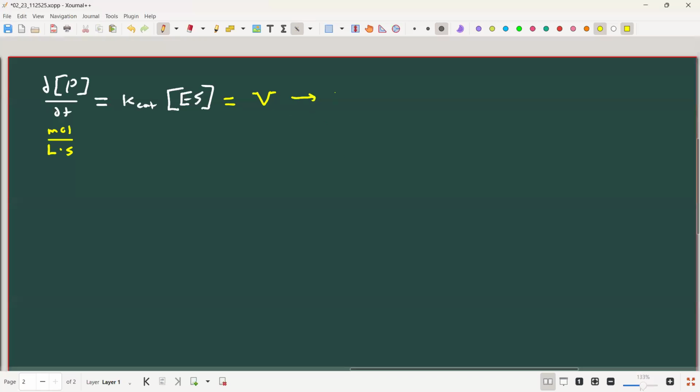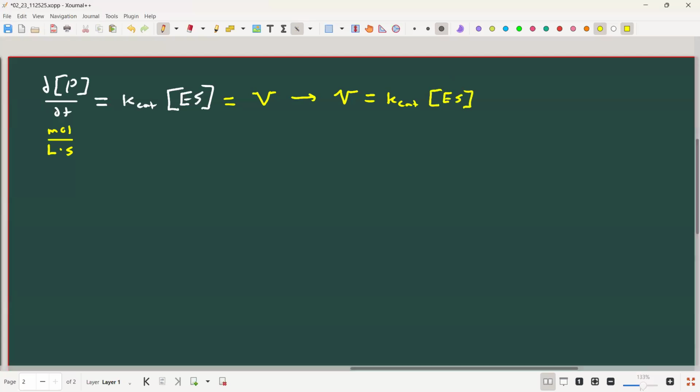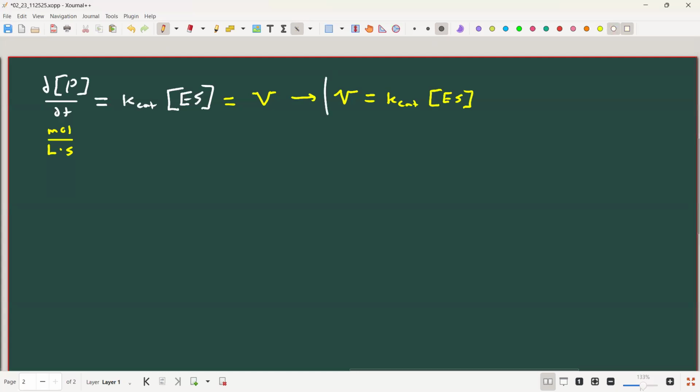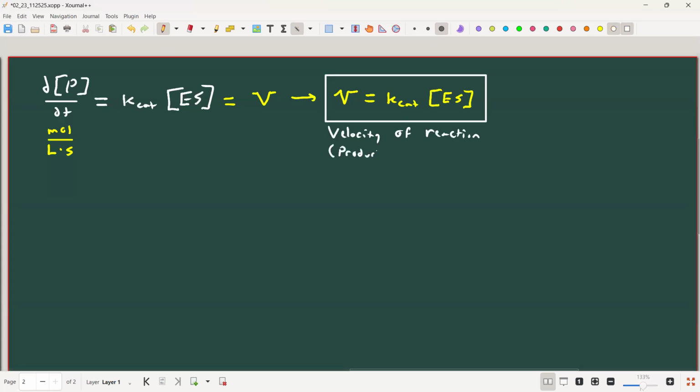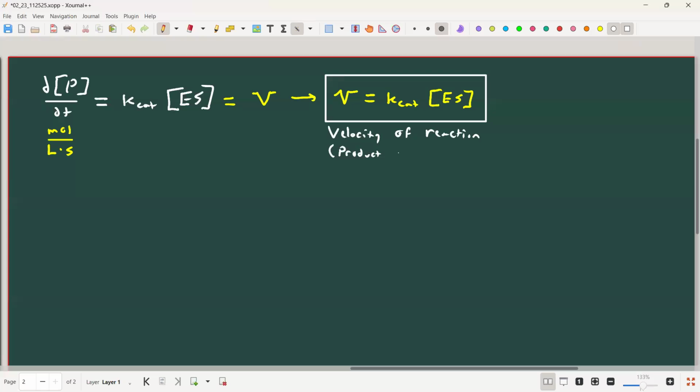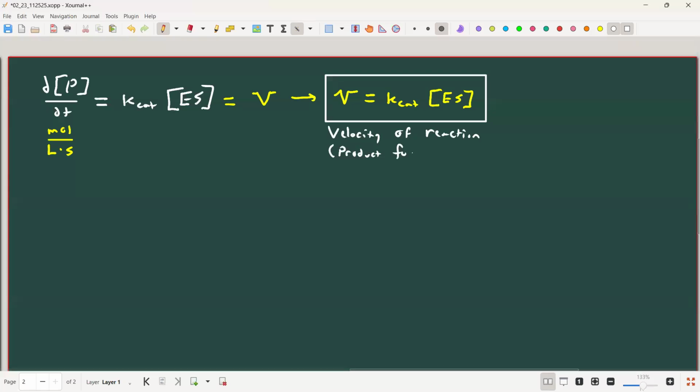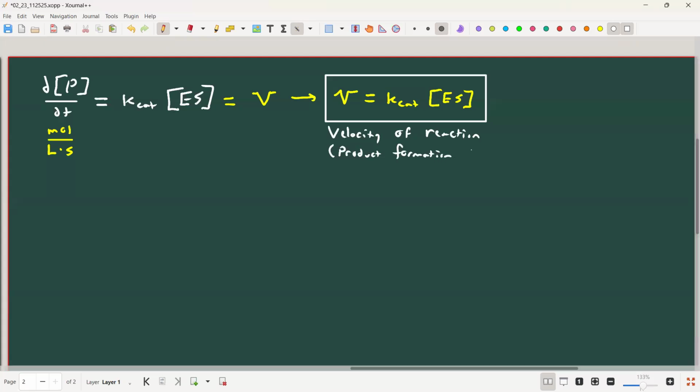And so what we could say is that the velocity of the reaction is equal to Kcat times the concentration of ES. So this is what we call the velocity of the reaction, which is how fast the product gets created per second. Is this a V? Yes. So V. Okay, just a funky looking V. Maybe you think of it as product formation speed, with units of per second.